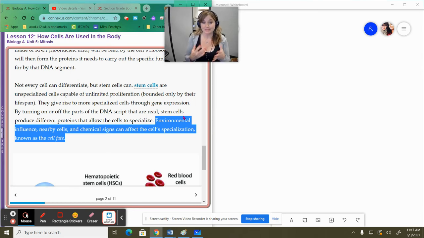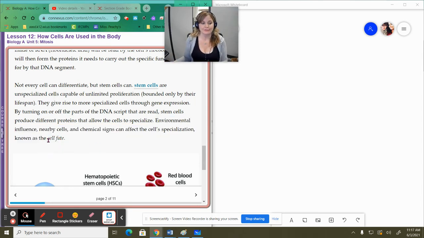Sometimes those chemical signals are things that are produced during protein synthesis, during that process of gene expression. Perhaps a hormone is made during protein synthesis, and that hormone then influences a stem cell and tells that stem cell what type of cell to differentiate into. This is known as the cell fate. The cell fate is determined based on clues in its environment, nearby cells, and different types of chemical signals that influence the cell and tell it how to differentiate.